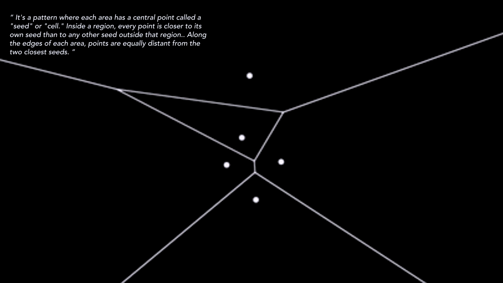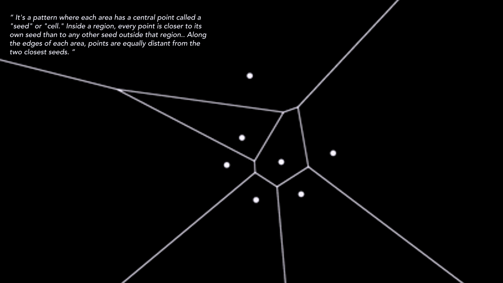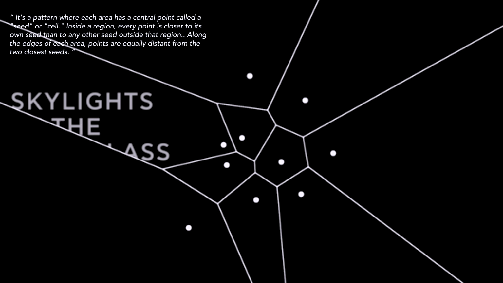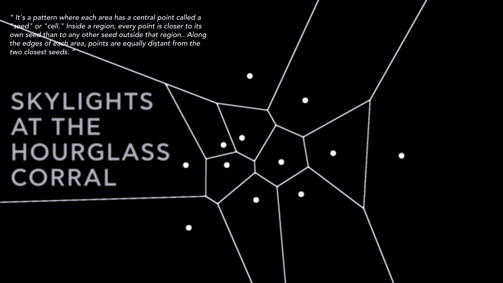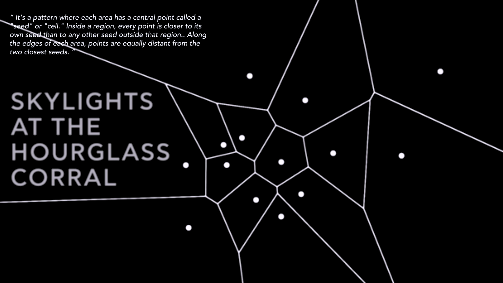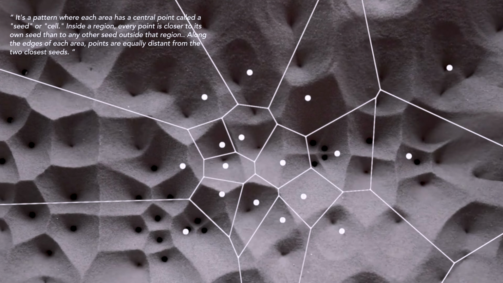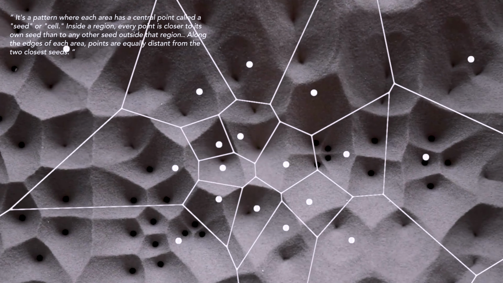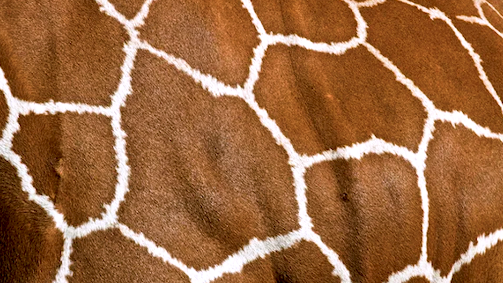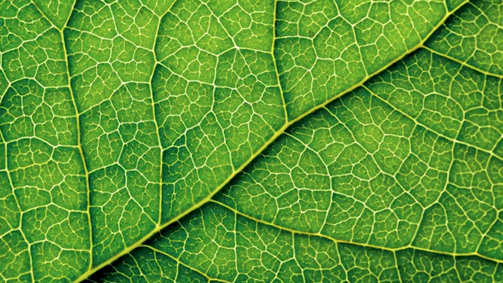It is a pattern where each area has a central point called a seed or a cell. Inside a region, every point is closer to its own seed than to any other seed outside that region. Along the edges of each area, points are equally distant from the two closest seeds. You can spot this pattern in things like cracked mud, giraffe skin, leaves, trees and many more.